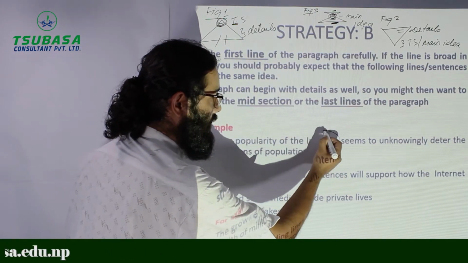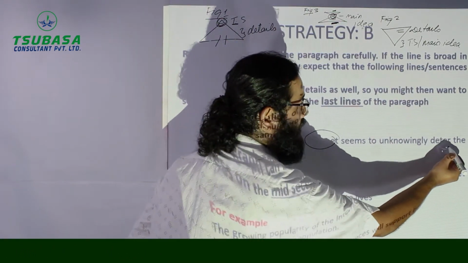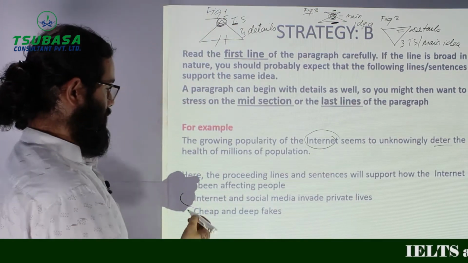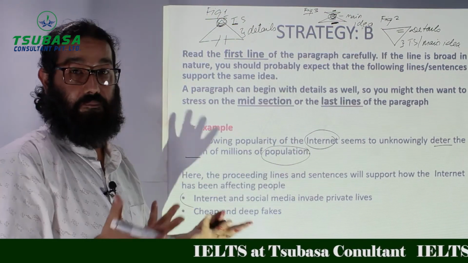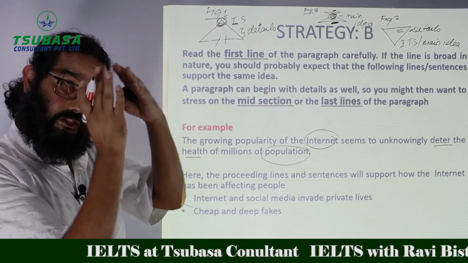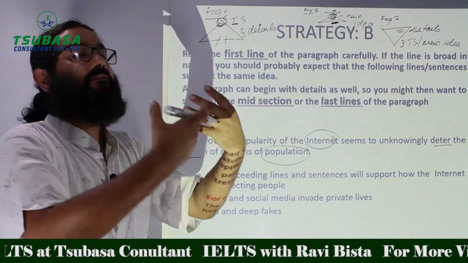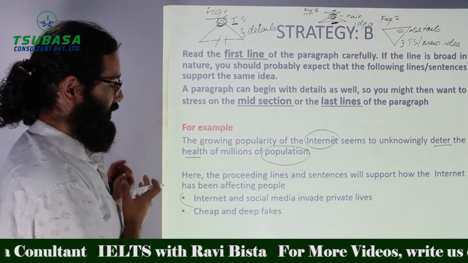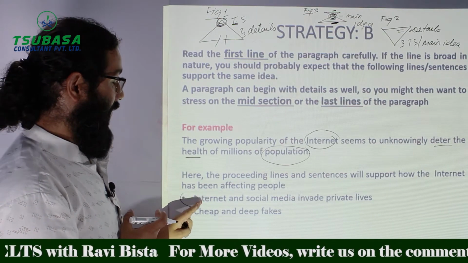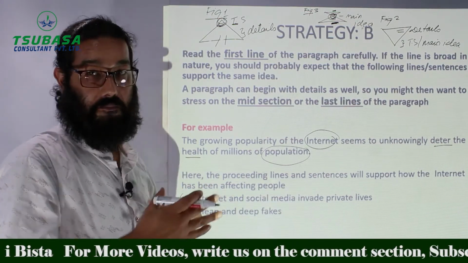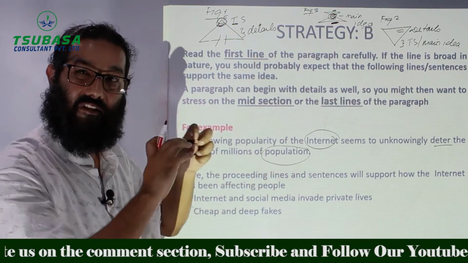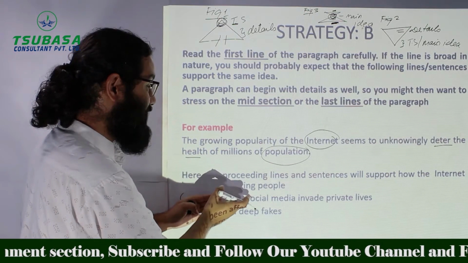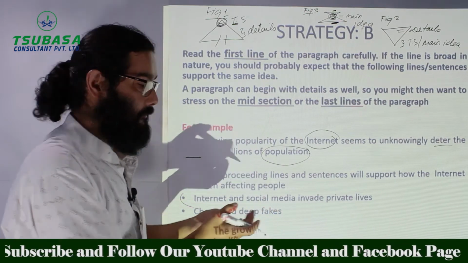that the internet deters the health of the population, people. So it's going to affect people. So particularly what you can expect in the further line is how it affects. Maybe the writer might start with something like this: how internet and social media invade private lives. So this is another way of affecting the population. So you might give a little bit of explanation about how these are killing the lives of people.